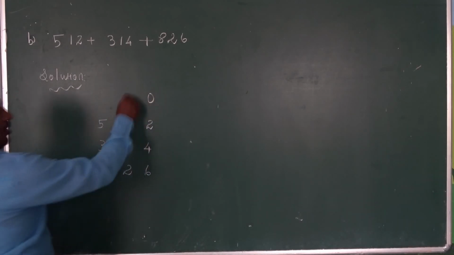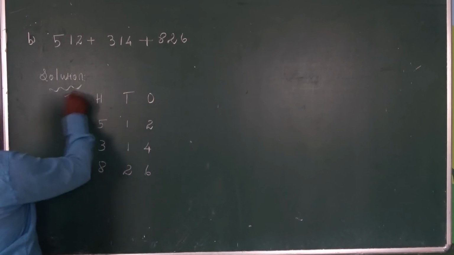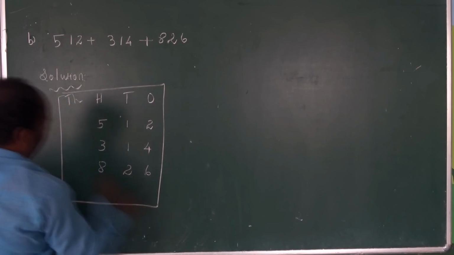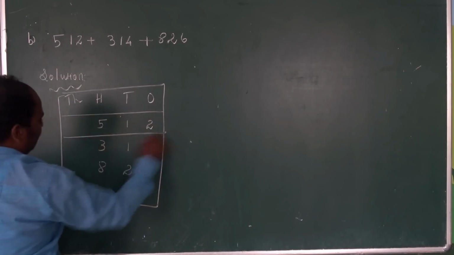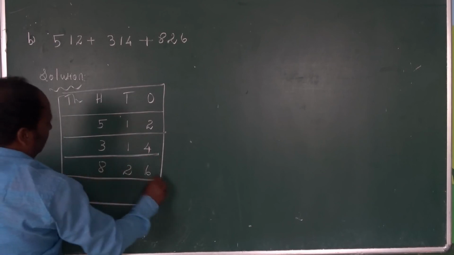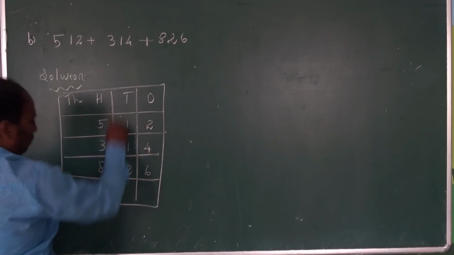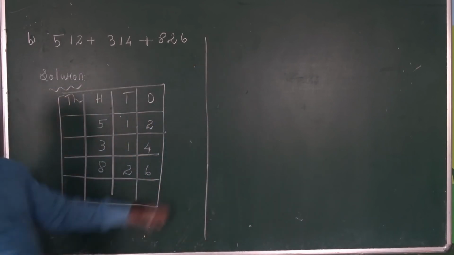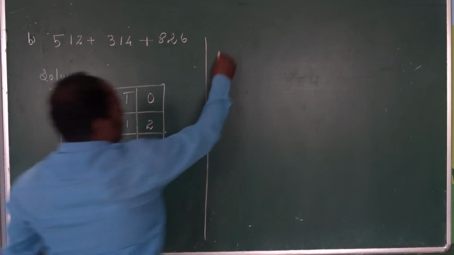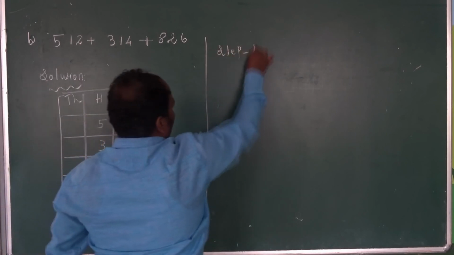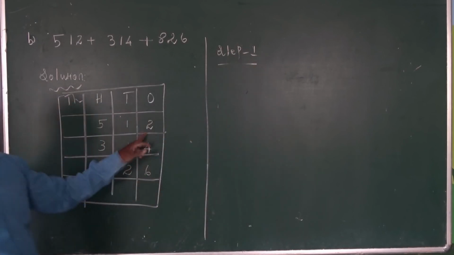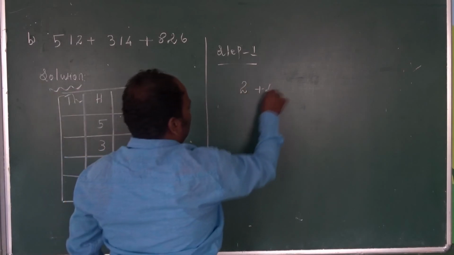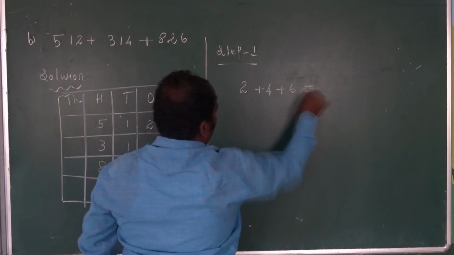Ones, tens, hundreds, thousands. This is place value. Adding three digit numbers with regrouping. First you add the ones place. Step 1: 2 ones, 4 ones and 6 ones.